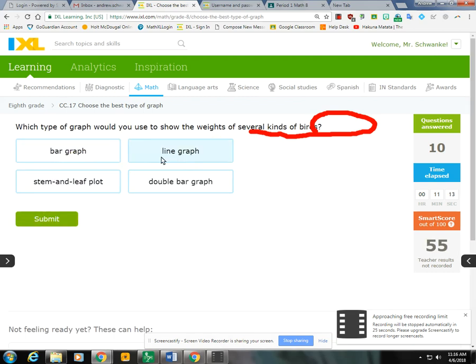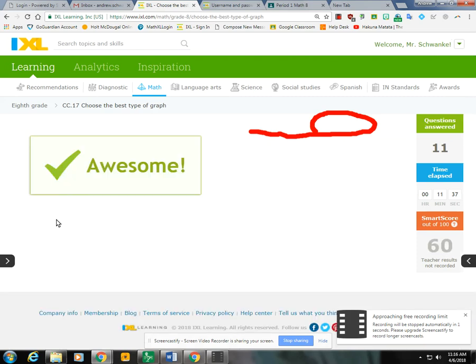Which type of graph would you use to show the weights of several kinds of birds? For this one, because it's several kinds of birds, you could list all the types of birds along the bottom and then have the weights going up. So the bar graph would probably be the best. 5, 4, 3, 2, 1.